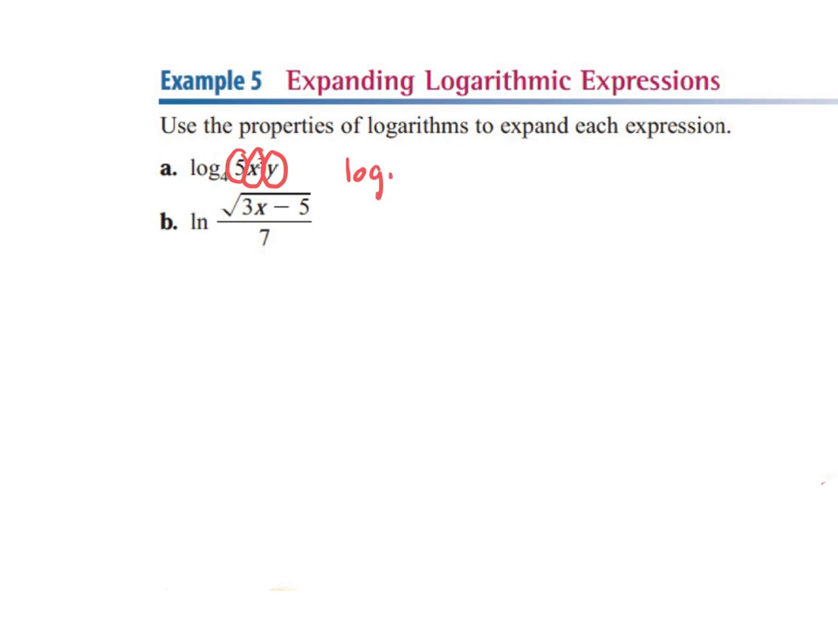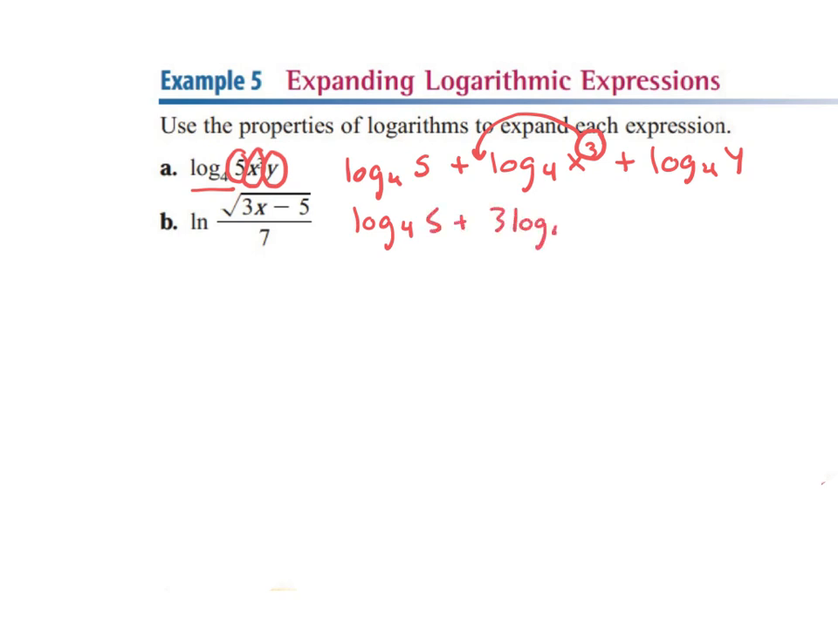So we have log base 4. Since it's log base 4, we're going to keep that log base 4 for everything. So log base 4 of 5 plus log base 4 of x cubed plus log base 4 of y. And then the last thing we can do is take this exponent and move it out front. So this is log base 4 of 5 plus 3 log base 4 of x plus log base 4 of y. So all we did was expand our logarithm with our properties.